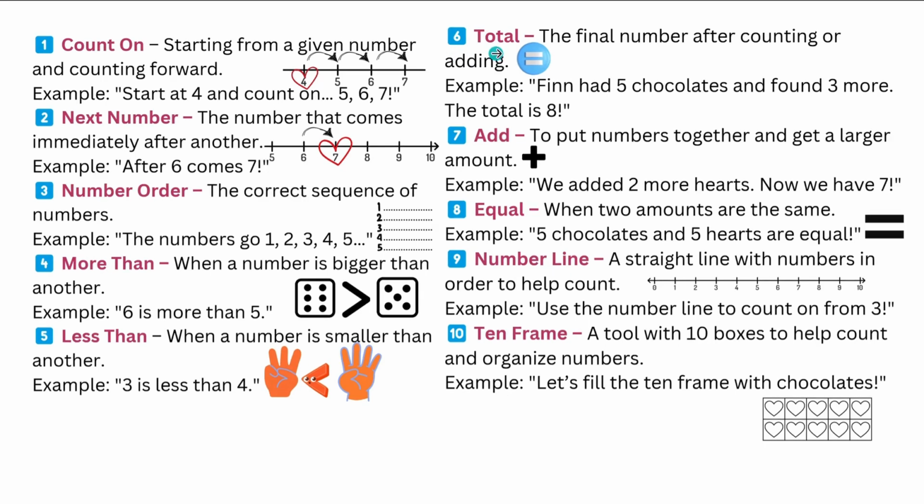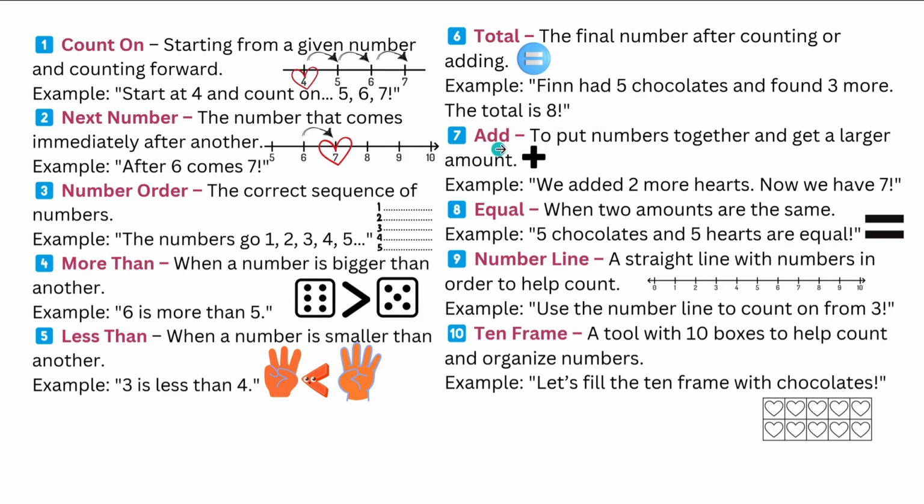The next term is the word total. That's the final number after counting and adding. Sometimes when we're trying to find the total, we'll say the equal sign at the end. So when we say Finn had 5 chocolates and found 3 more, the total would be 8.